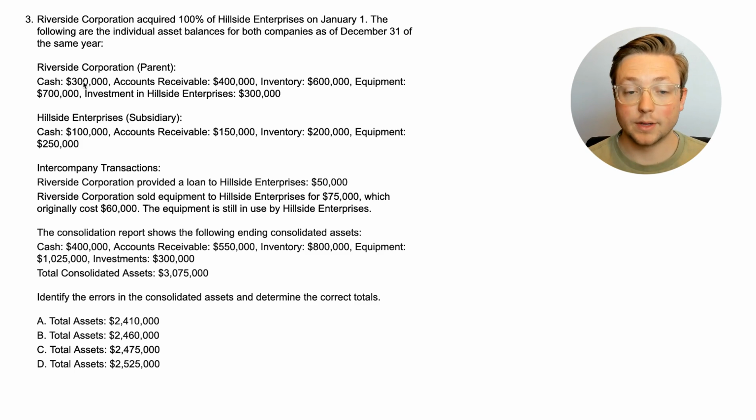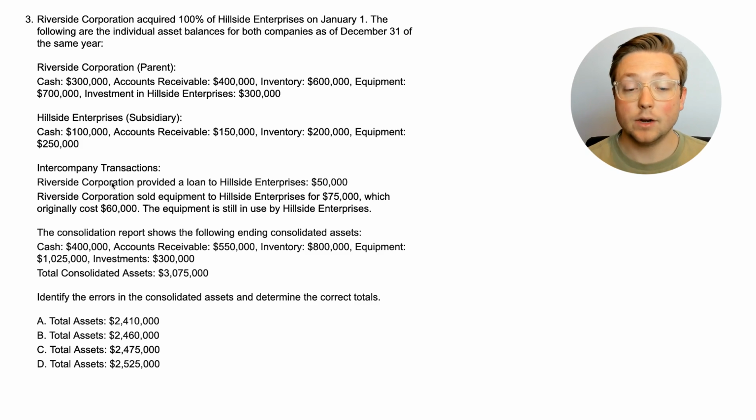They had cash of $300,000, accounts receivable of $400,000, inventory of $600,000, equipment of $700,000, and an investment in Hillside Enterprises of $300,000. And then Hillside Enterprises, the subsidiary, had cash of $100,000, accounts receivable of $150,000, inventory of $200,000, and equipment of $250,000. Those are the end-of-year asset balances after consolidation. So they've done the consolidation, and these are the balances that they have, and we're going to consolidate it here in a second.